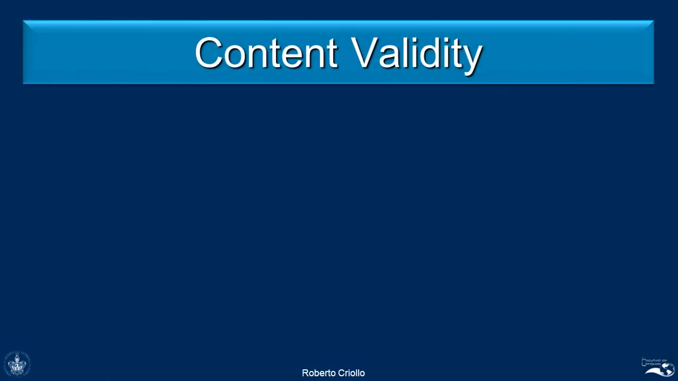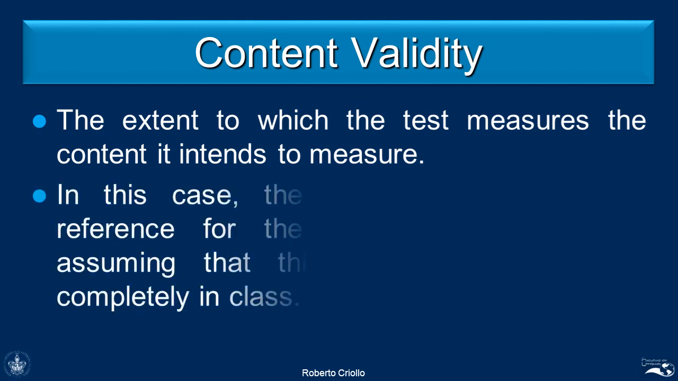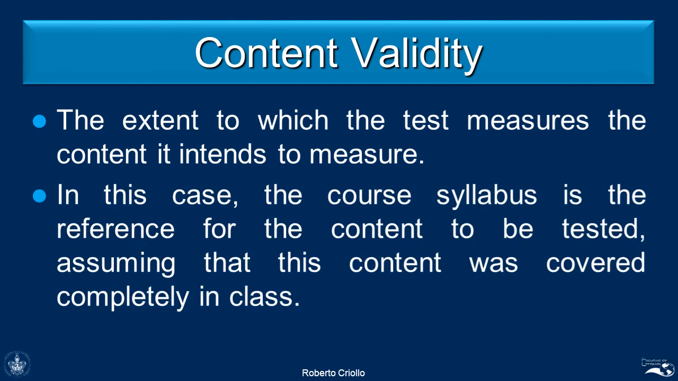A second important element that we need to take into account in the early stages of test design, when we're setting down the specifications, is content validity, which is defined as the extent to which the test measures the content that it intends to measure. So, as you can see, while construct validity is concerned with the ability that we want to measure, content validity is related to the content of the test itself. And in this case, the course syllabus is the reference for the content to be tested, assuming of course that this content was covered completely in class.